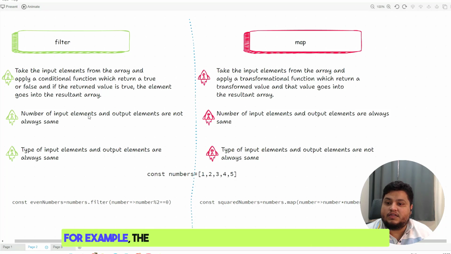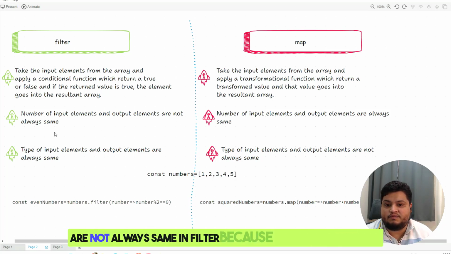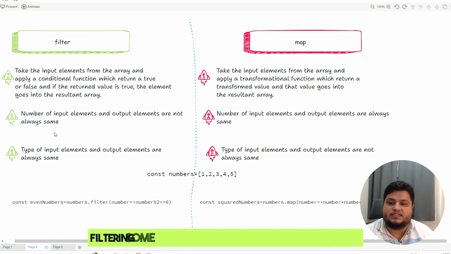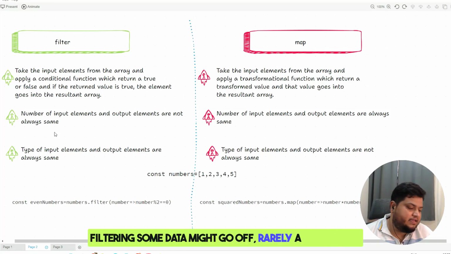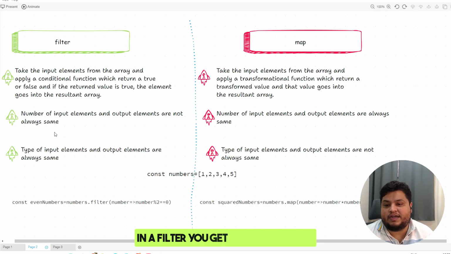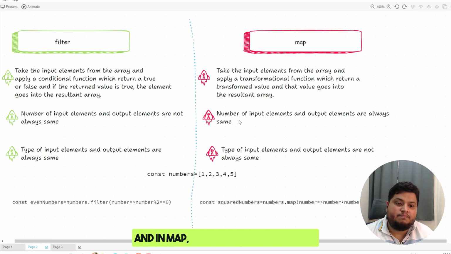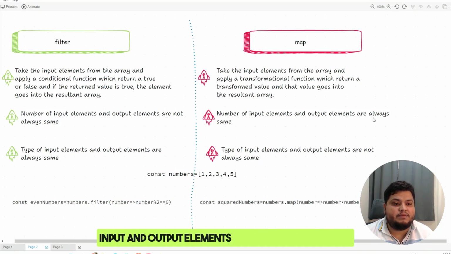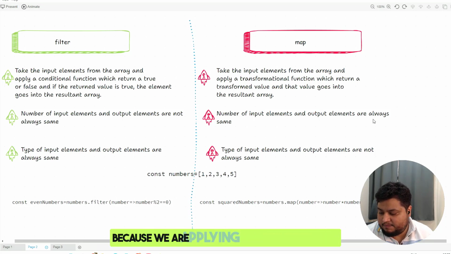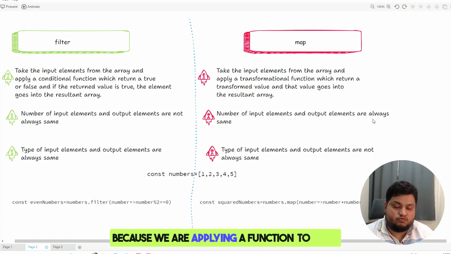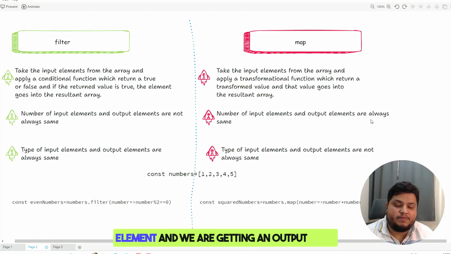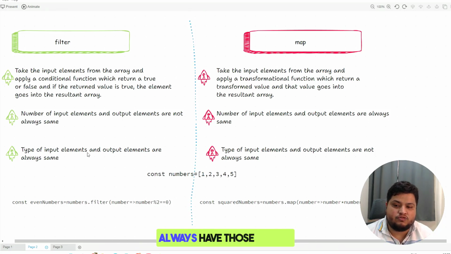Based on that, we have some differences as well. For example, the number of input elements and output elements is not always the same in filter, because when you're filtering, some data might go off. Rarely is there a case where in a filter you get everything back. And in map, obviously the number of input and output elements is always the same. Why? Because we are applying a function to every element and we are getting an output back.